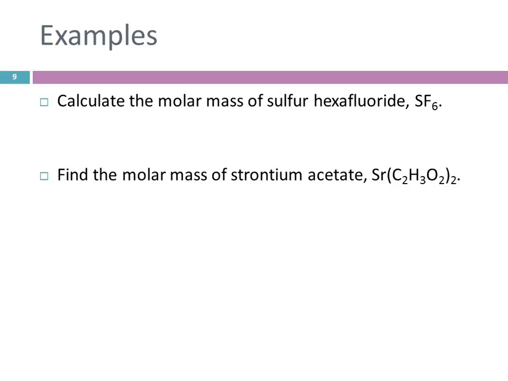So let's look at how this works. Calculate the molar mass of sulfur hexafluoride, and I'm also giving you the formula here. Sulfur hexafluoride is a molecular compound. 1 molecule has 1 sulfur and 6 fluorine atoms in it. So 1 mole of sulfur hexafluoride will have 1 mole of sulfur atoms and 6 moles of fluorine atoms.